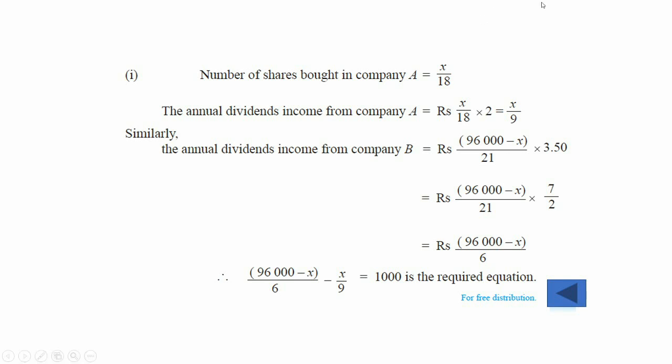Now you can see the dividend income in company A is X by 9. The dividend income of company B is (96,000 minus X) divided by 6. Now if you take the difference of these two, it is equal to 1000. This is the required equation.